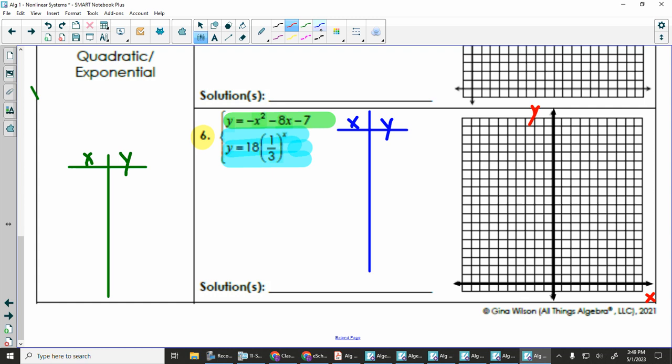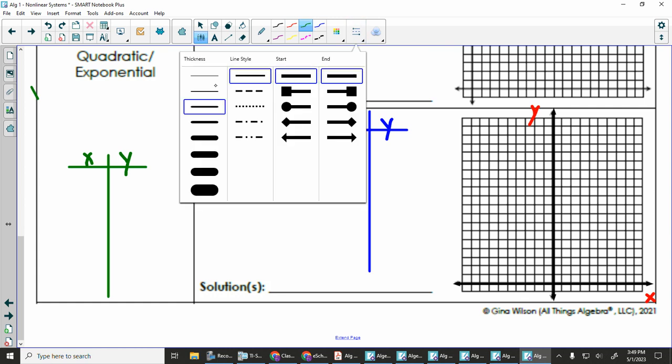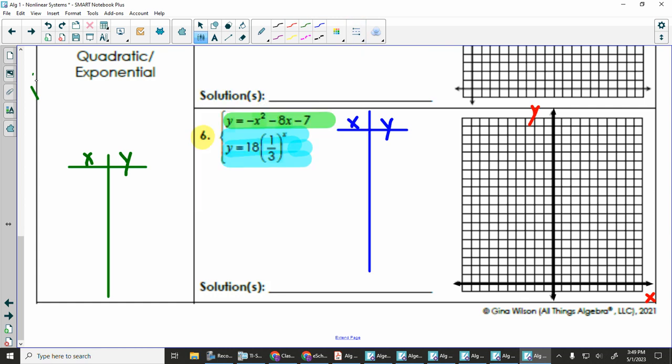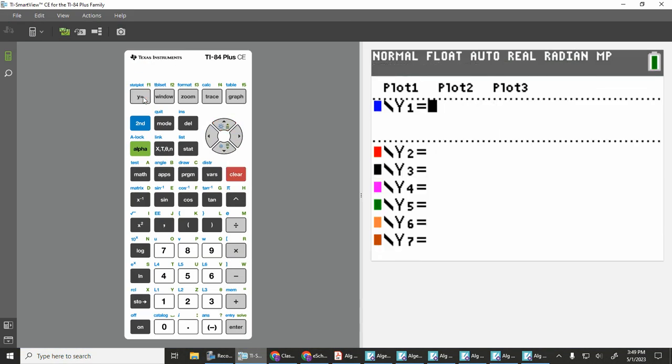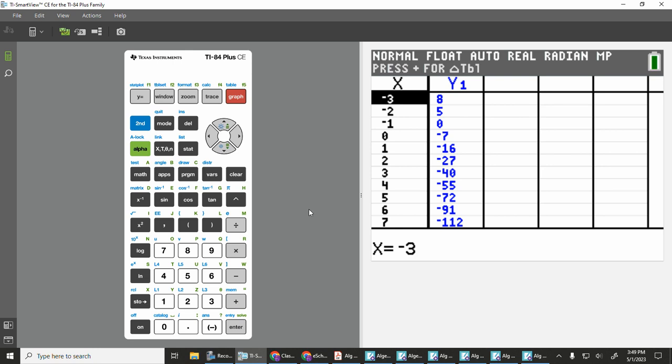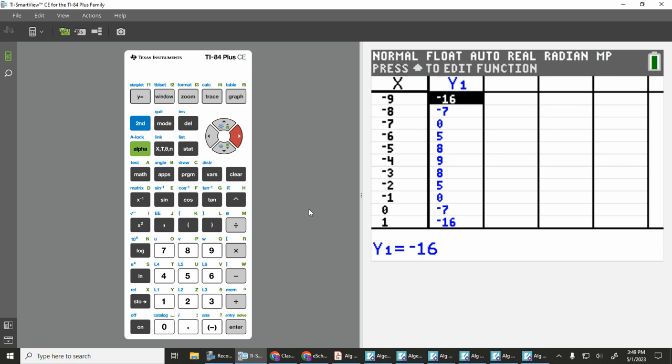Okay, so let's start with the quadratic. We just did 2 of those, okay, so we know what we're doing there. All right, so we're going to go to our y equals, clear it out, type in our new quadratic. So we have negative x squared minus 8x minus 7. Go to our table, second graph, and look for your symmetry. Here it is, negative 16 at the top, negative 16 at the bottom.